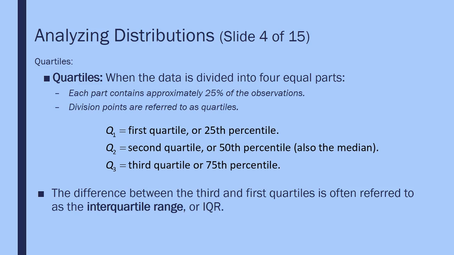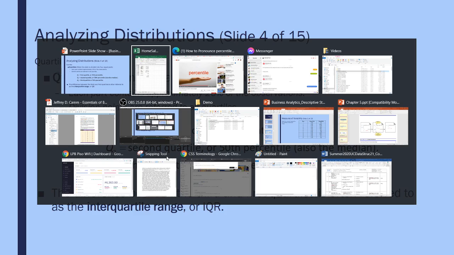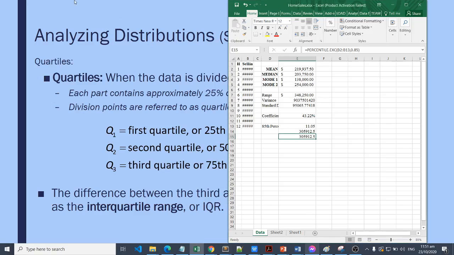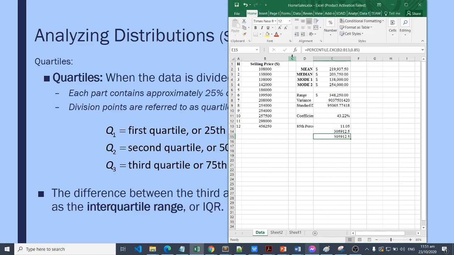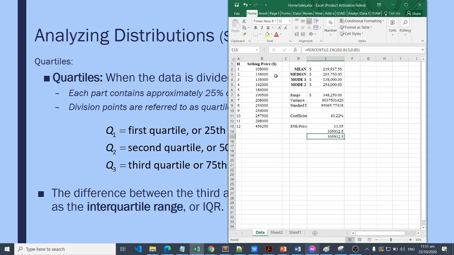To demonstrate the quartiles, the home sales data are again arranged in ascending order, and the difference between the third and first quartiles is referred to as the interquartile range or IQR. So we have here the home sales data arranged in ascending order, and we have to get the quartiles for this.